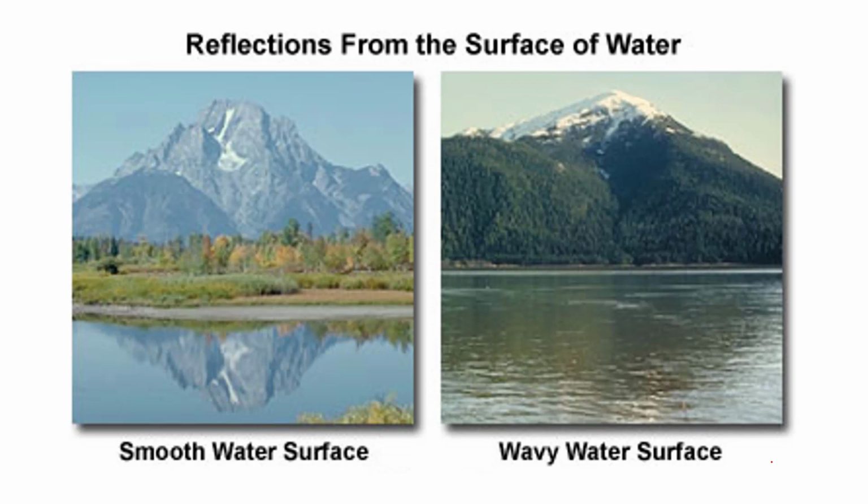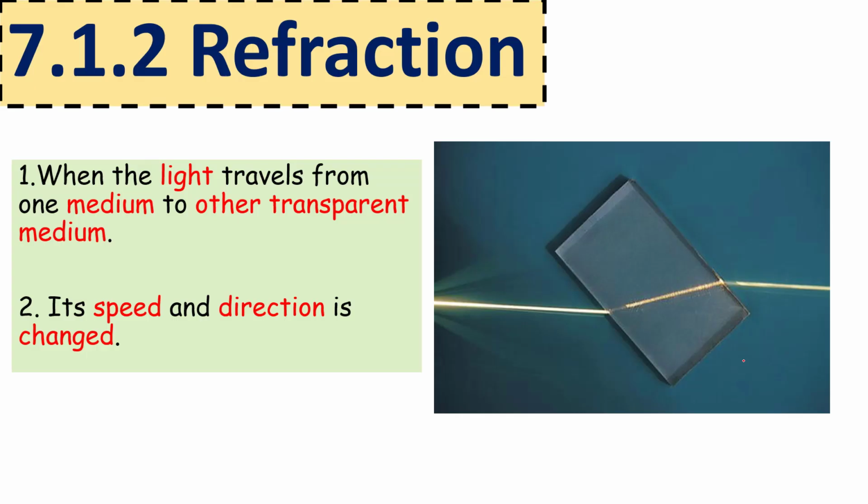Okay, reflections from the surface of the water. Look at this. Smooth water surface, what happens? You can see it clearly. But wavy water surface, what happens? You can see it, but not clearly, right? Because the water is rough. This one is a smooth surface, and this one is a wavy water surface. Next one, it is refraction.